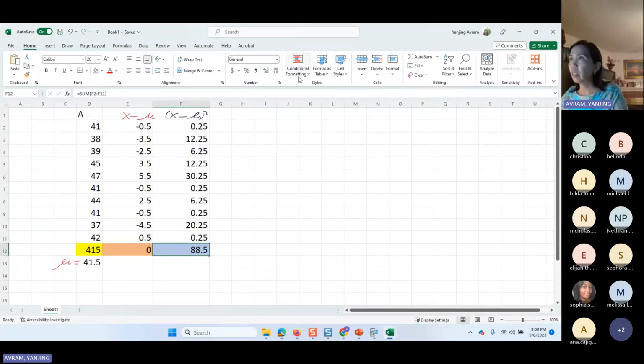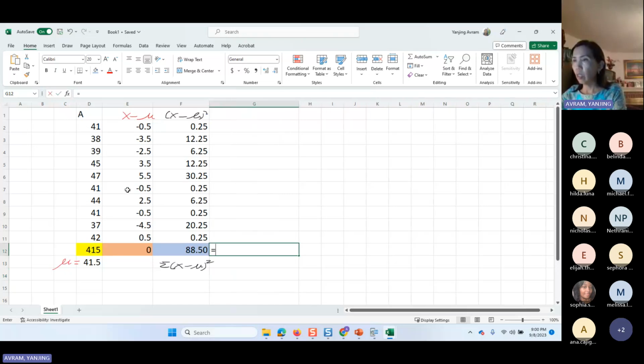All right, so now I got this 88.50. So that is my sum. So this one is my sum of (x minus mu) squared. All right, so I have this whole thing in here, and then I just need to use this one divided by n. Okay, so use this whole thing divided by 10.